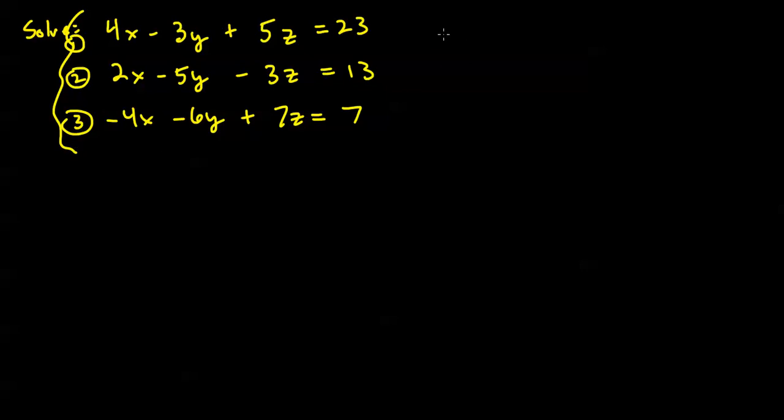Alright, equation 1 plus equation 3. If I add equation 1 to equation 3, I see the x variables will cancel out, and I might be able to use that. The resulting sum would be minus 9y, 5z and 7z is going to be plus 12z, equals 23 plus 7 is 30. So I've successfully eliminated the x variable in that equation.